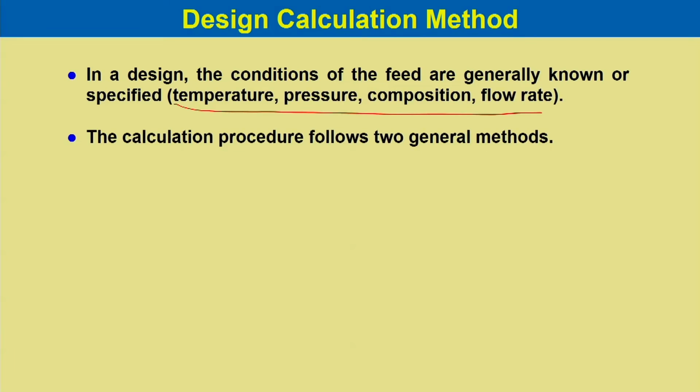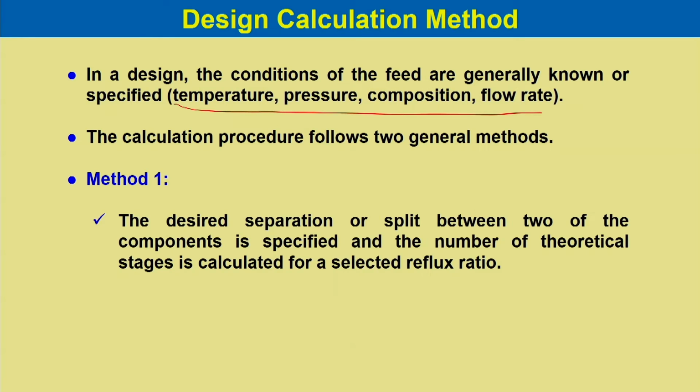The calculation procedure follows two general methods. Let us consider what those are. Method 1: the desired separation or split between two of the components is specified, and the number of theoretical stages is calculated for a selected reflux ratio. So, the split or separation between the two components has to be specified, and then we calculate the number of theoretical stages based on a selected reflux ratio.